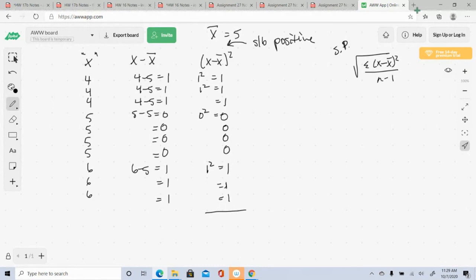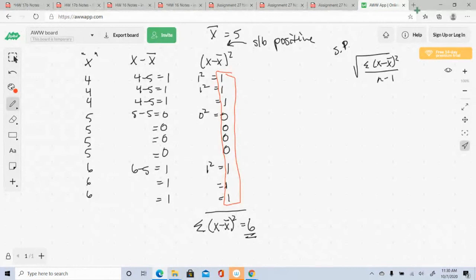Okay, so that's our formula. We don't really have to know that right now. We're just going to take the sum of whatever x minus x bar was squared. So we found those numbers: 1 plus 1 plus 1 plus 0, 0, 0 plus 1 plus 1 plus 1. That's going to be 6. So the sum of all that stuff is 6. We just added those numbers up.